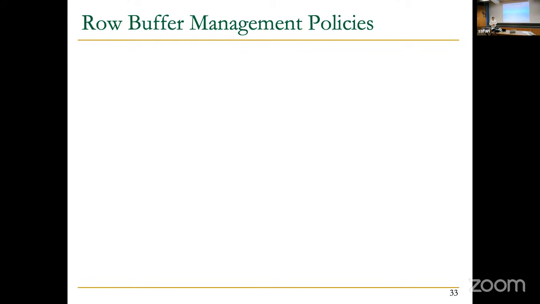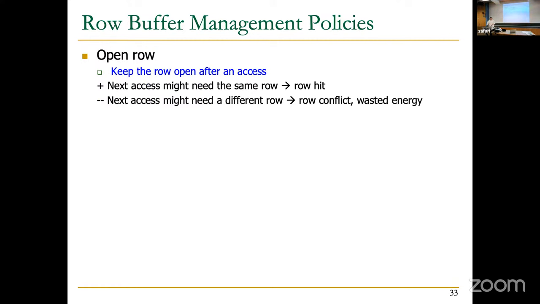right? So now I'll move on to row buffer management policies. And this is quite simple, actually. Typically you have two policies to apply here and a combination of both. The first one is open row policy. You keep the row open after an access, but the other condition is you don't have anything in your request buffer, so you don't know what the next access is. You're anticipating the next access will hit in the row buffer. That means that the next access will access the same row as the previous access. And if it needs a different row, you have to pay for the row conflict latency, basically.